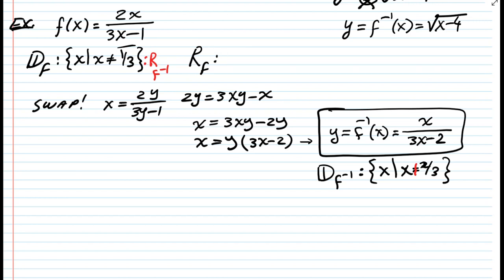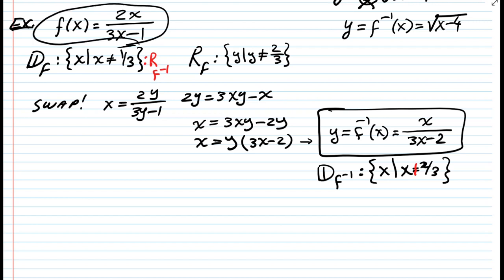This is true, but remember, for domain we use x, for range we use y. That's why the range of the function here is going to be y, such that y cannot be 2/3. And one thing we could do here, if you look at the rational function, remember we had a theorem on horizontal asymptotes. The horizontal asymptote of the graph of this function is 2/3.